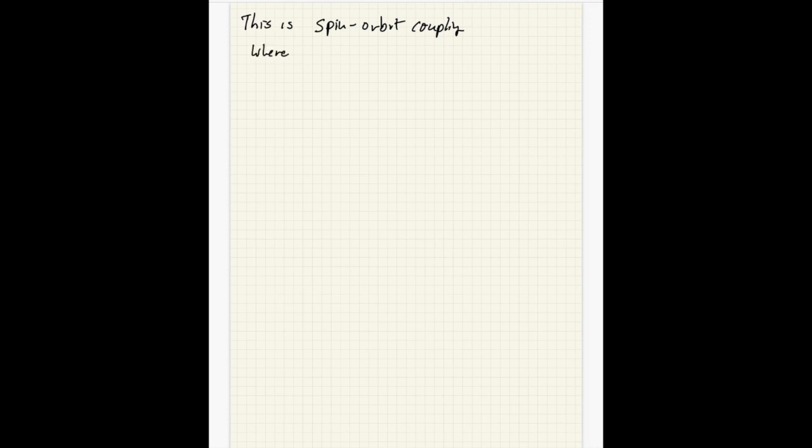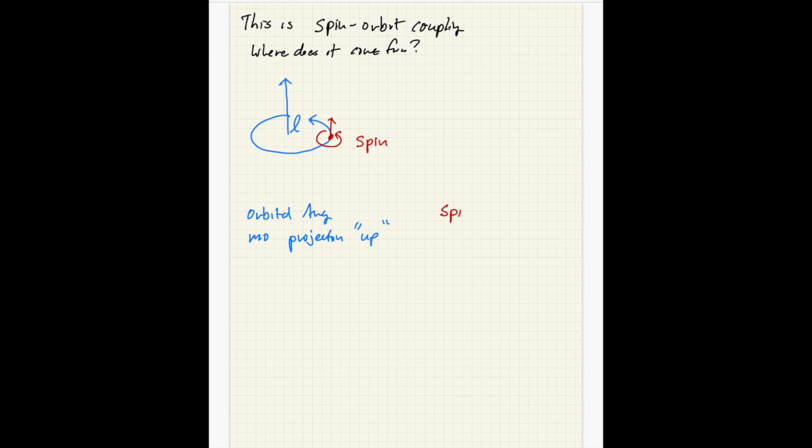Okay, so this is spin-orbit coupling. So let's take a look at where this comes from. We have 2 things going on. We have an electron moving inside this orbital, and then the electron itself is spinning, and we're going to be looking at the coupling, or the interaction, between the angular momentum and the spin. So we have the orbital angular momentum, which is quantum number L. Shown here, it's spinning that way. It means that it has the projection upwards.